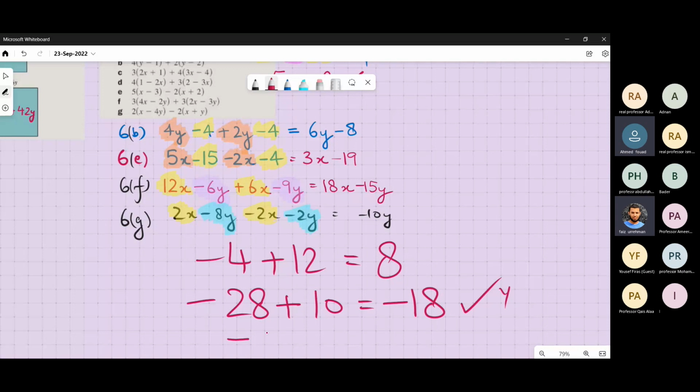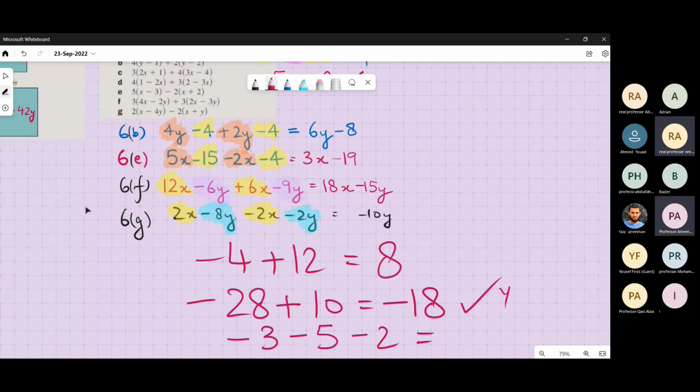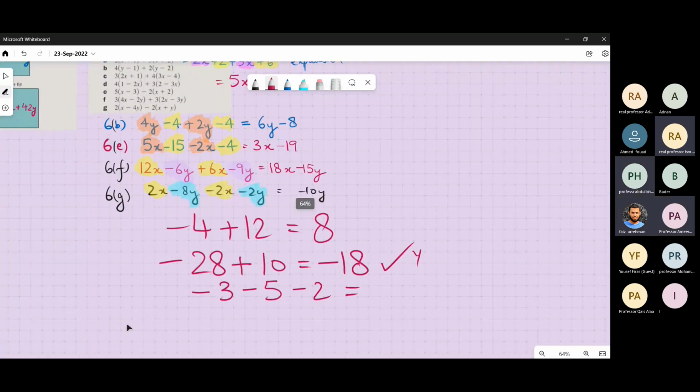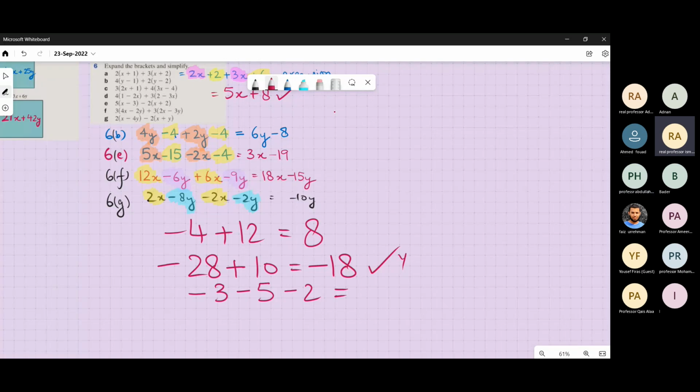Minus 18. I said this at first. It was Yusuf. Okay, very good. What about minus 3, minus 5, minus 2? Minus 10. Minus 10. Next.